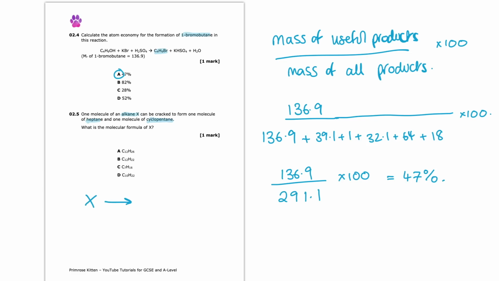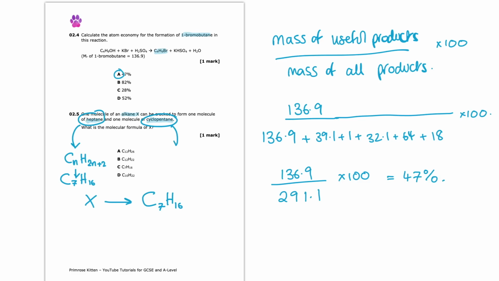Here we're really getting tested on what heptane is. Heptane, as it ends in ane, we know it's an alkane, and we know that the general formula of an alkane is CnH2n+2. So if hept refers to 7 carbons, we have C7H16. So we know that the alkane X is going to get cracked to make C7H16 and then also cyclopentane.